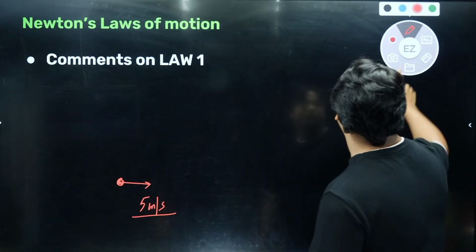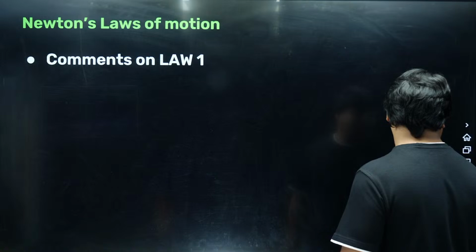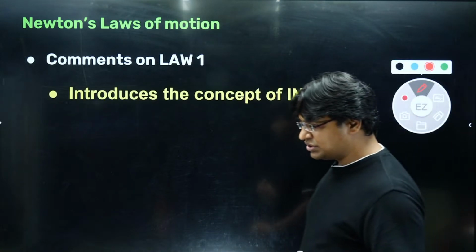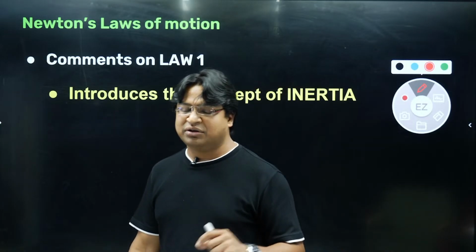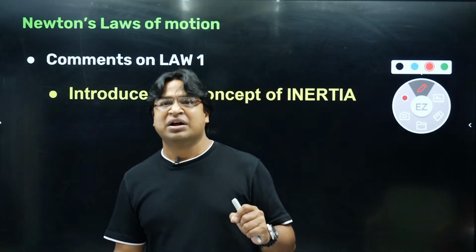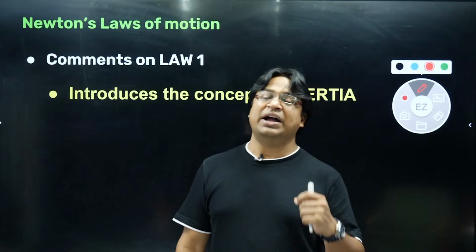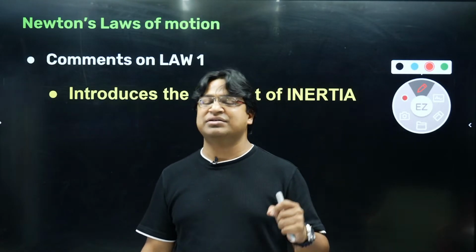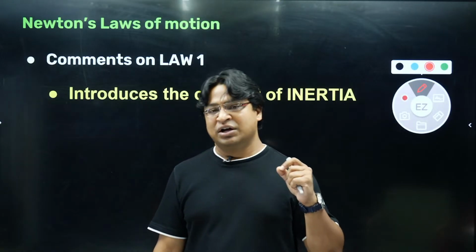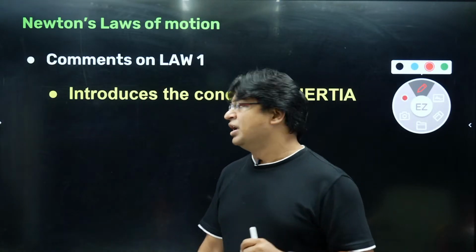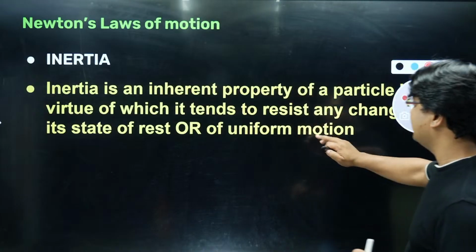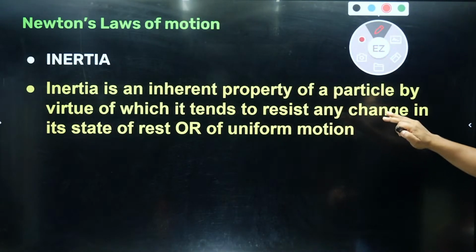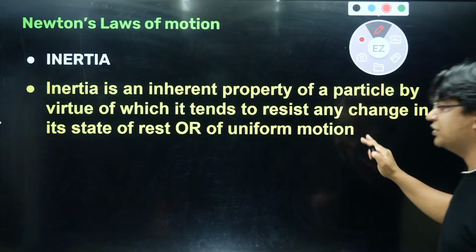So what are the comments that we want to make? The first comment is that it introduces us to the concept of inertia. Now what is that? Inertia is the inherent property of a particle to maintain its state of rest or state of motion. So basically, this is the definition: it is the inherent property of a particle by virtue of which it tends to resist any change in its state of rest or of uniform motion.